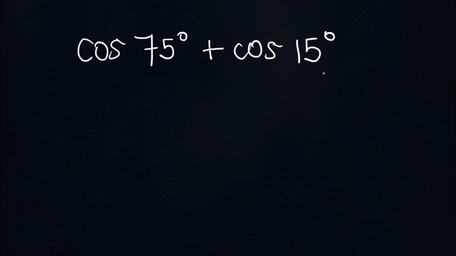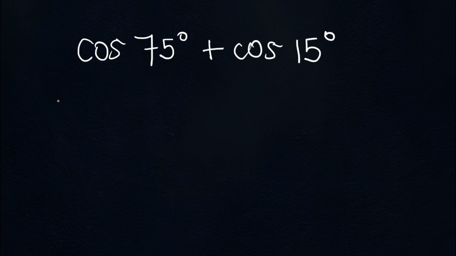So here we have a trigonometric expression that we're supposed to simplify: the cos of 75 degrees plus the cos of 15 degrees. Now, in order for us to simplify this expression, we are going to apply the sum to product identity.